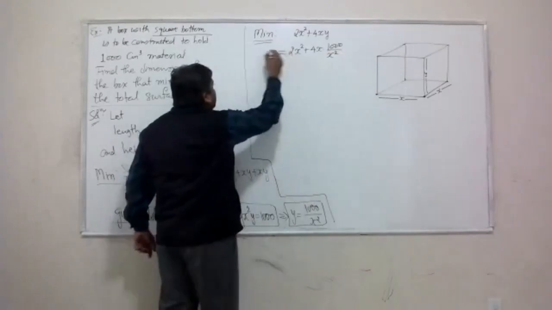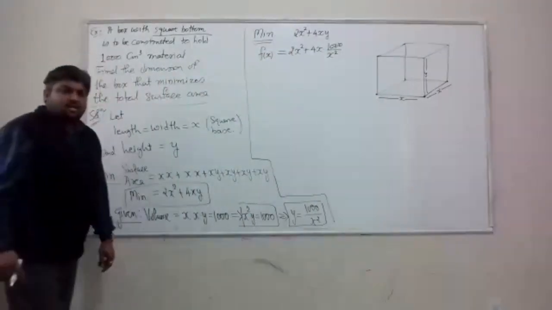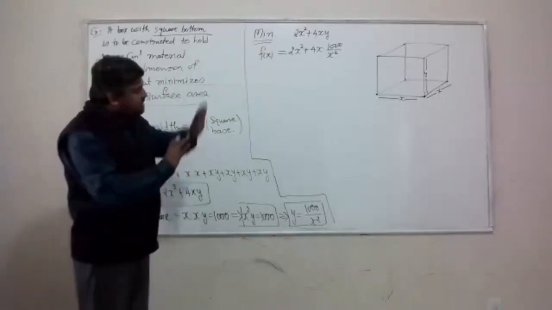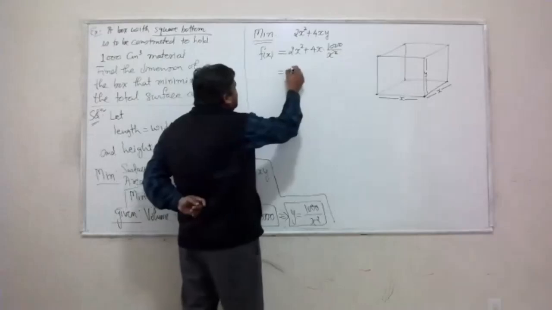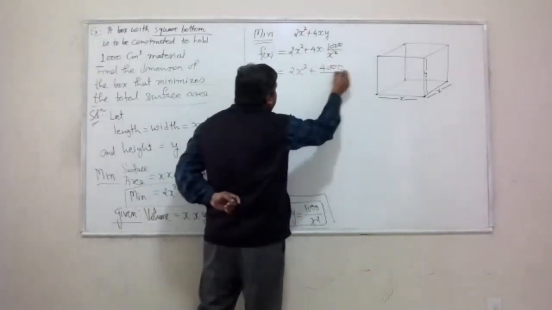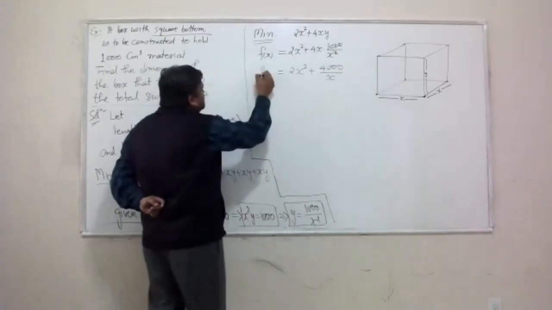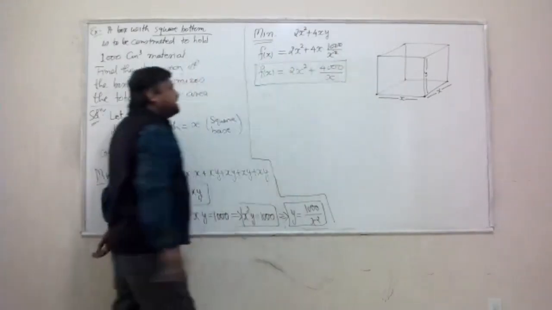All right, and I can label this as a function because there is only variable x there. Y is not in the expression anymore. You can simplify this a little bit: 2x squared plus 4000 over x. This is your function. Time to use calculus.